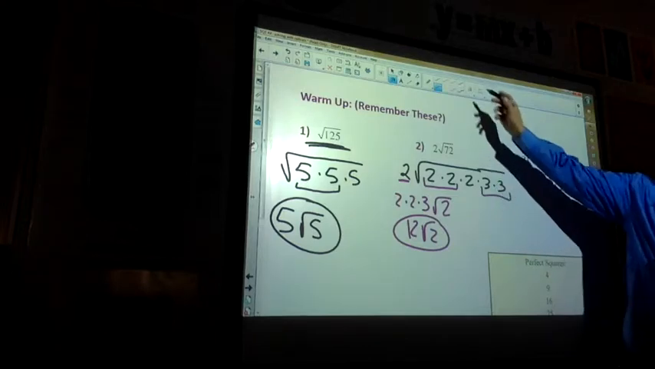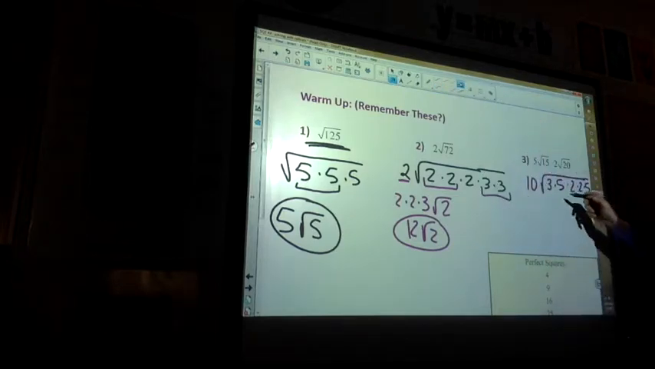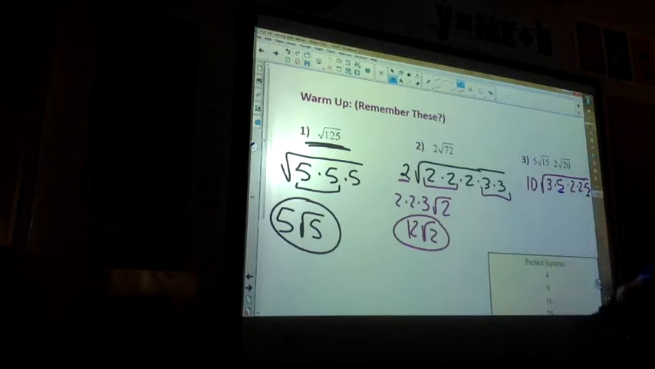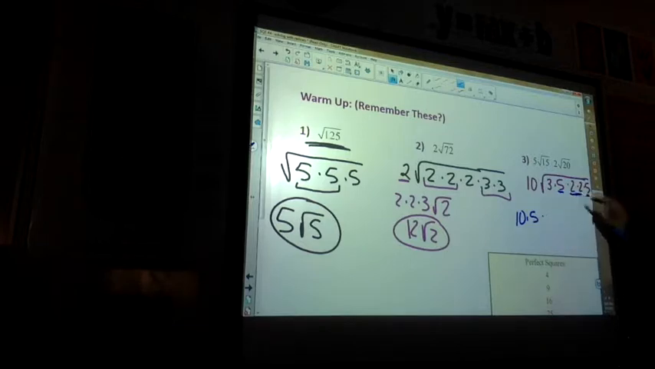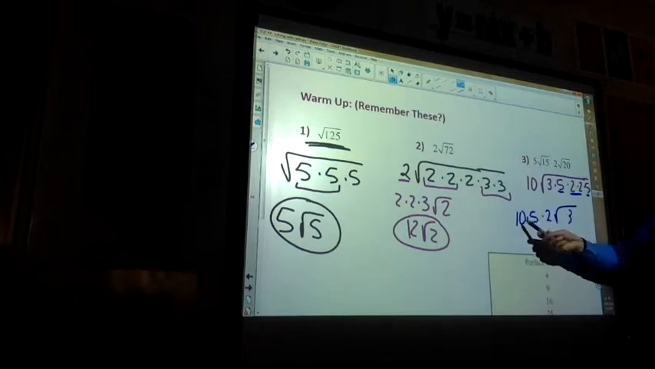Yeah, but I want to start breaking this down. So I'm looking for pairs. I don't have any 3s, but I have a 5 and a 5. So what comes outside? 5. That 10 is right there, times another 5. Do I have another pair in there? 2. Yeah, what's the square root of that? 2. So that 2 comes outside. What stays inside? 3. Let's clean this up.